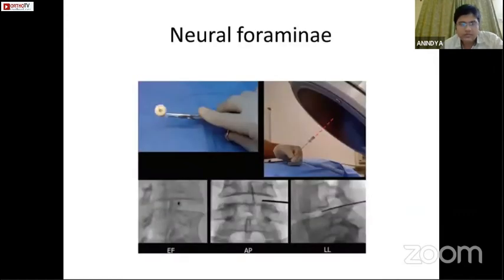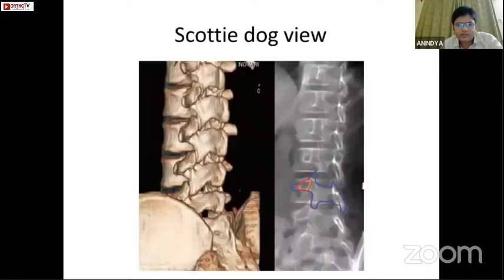So the anatomy of neural foramina, I'm not going into anatomical details, but what I would like to emphasize in my talk today is a few radiological concepts which I find very useful during my clinical practice. So let us first start with the Scotty dog view. This is basically an oblique view of the lumbar spine, which we all use for our injections.